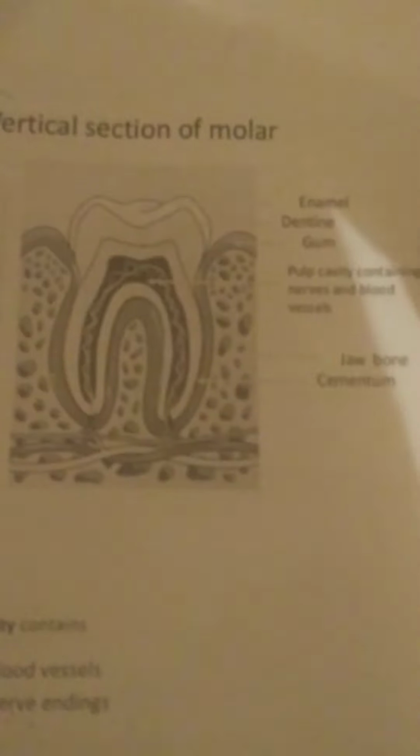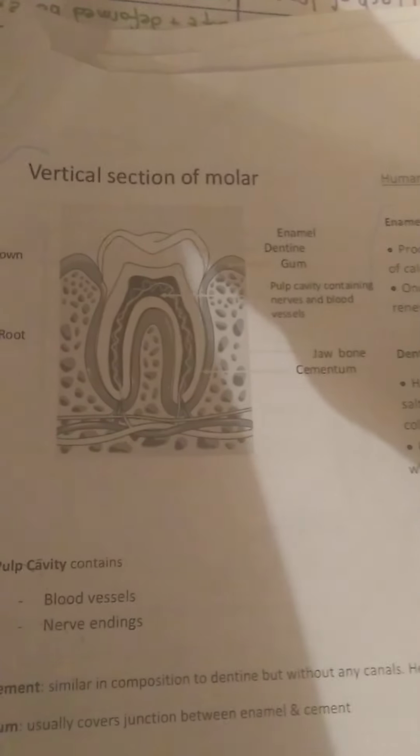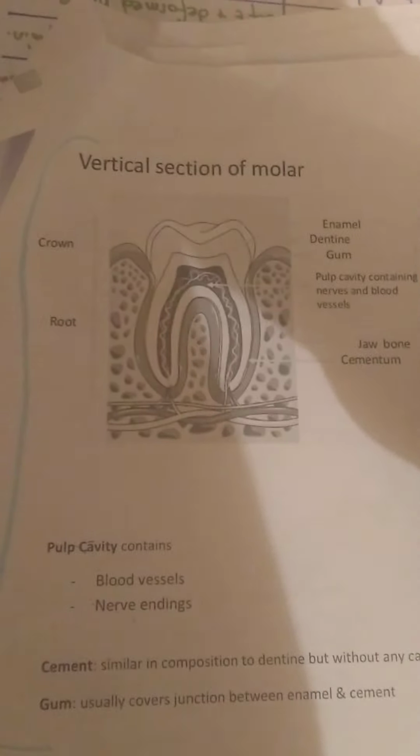Vertical section of a molar. So the pulp cavity contains blood vessels and nerve endings. Cement, similar in composition to dentine, without any canals, helps anchor the tooth to the jaw. Gum usually covers the junction between enamel and cement. Vitamin C deficiency impairs the production of collagen fibres, so the tooth may become loose and fall out.